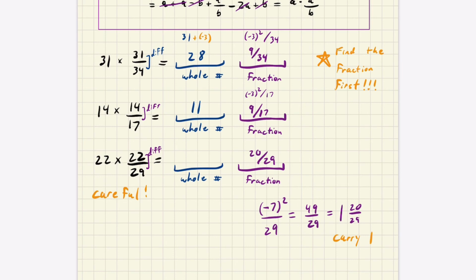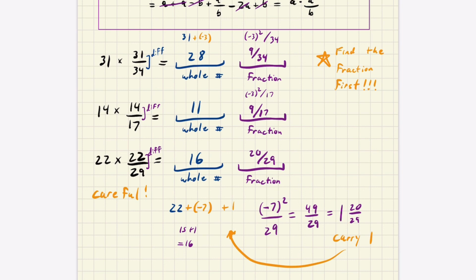So be very careful. When you do that step, you want to make sure you do the fraction first. And if the numerator is bigger than the denominator, you want to just carry over however much you need. Now we go to the whole number. The whole number in this case is going to be 22, where when we add the difference to that, which is -7, we're going to get 15. However, don't forget the +1 that we had to carry. So that gives us 15 plus 1, which is 16. So our whole number is 16.